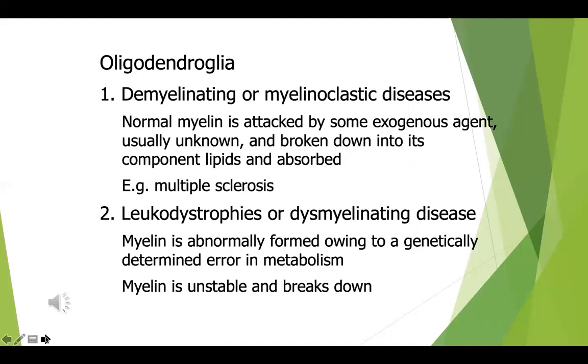The second one is dysmyelinating. So here, myelin in the first place is abnormally formed owing to a genetically determined error in metabolism. So we also call this leukodystrophies. Leuko refers to white matter, and dystrophies refers to the abnormal maturation or development of the white matter. So this one is because of a genetically determined error of metabolism. So the myelin here is unstable and easily breaks down.